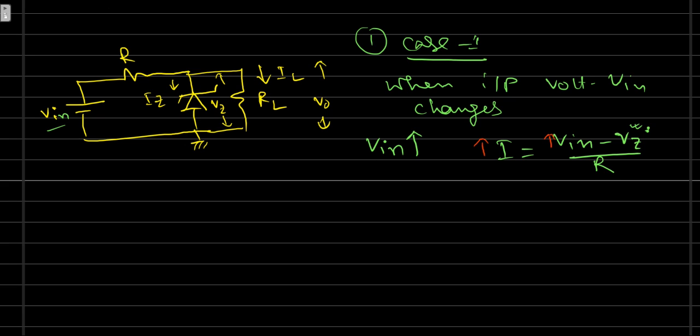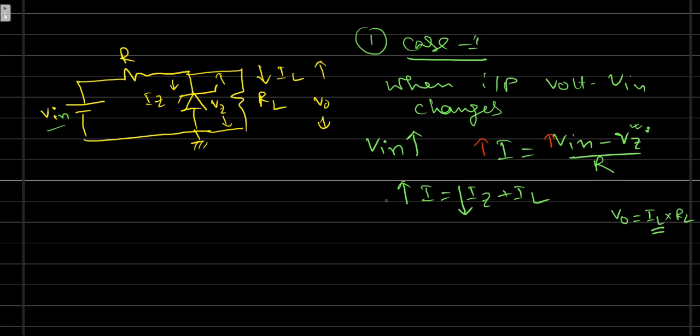So when I increases, we know that I is nothing but the summation of two currents, Zener current plus load current: I equals Iz plus IL. So when I increases due to the increase in Vin, now we need to maintain a constant output. Because it is a regulator, V naught will be equal to IL into RL, so we need to maintain a constant load current. So IL will be constant, and whatever the increase in the current I, that extra amount of current will be bypassed through the Zener diode.